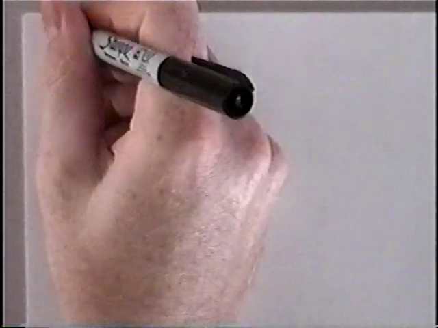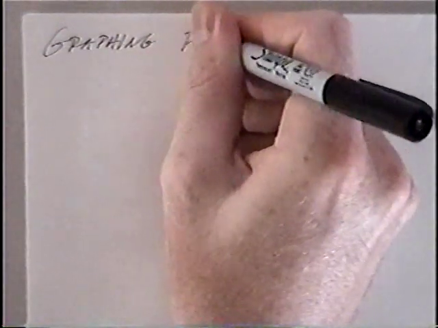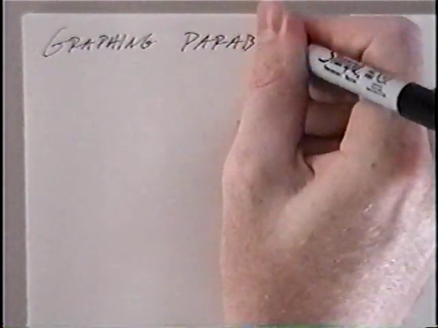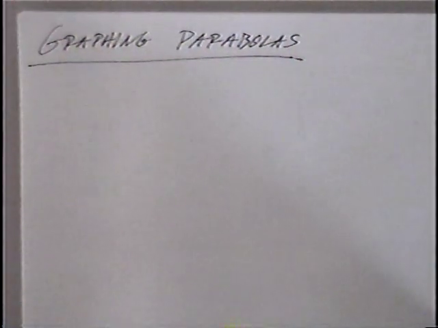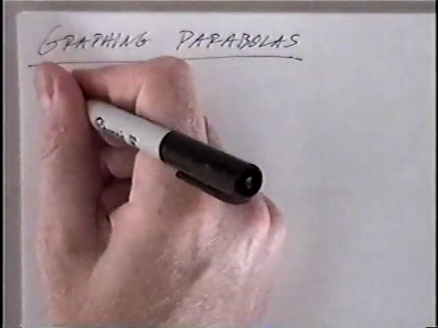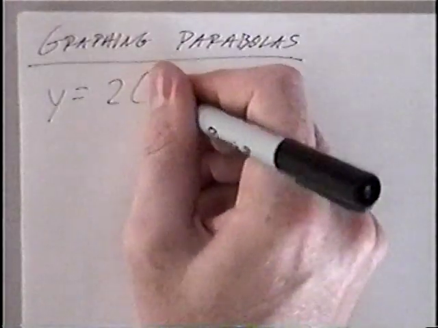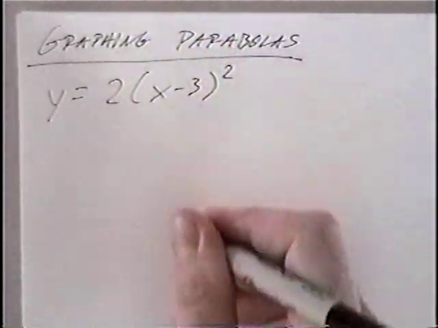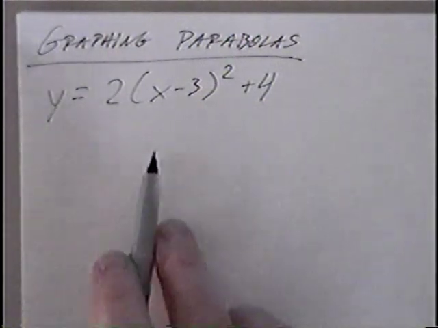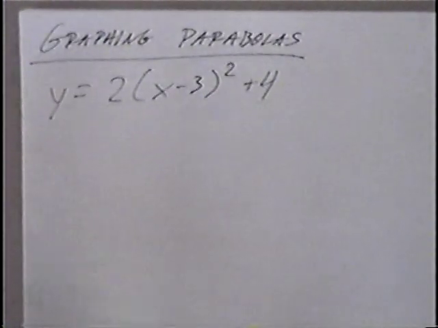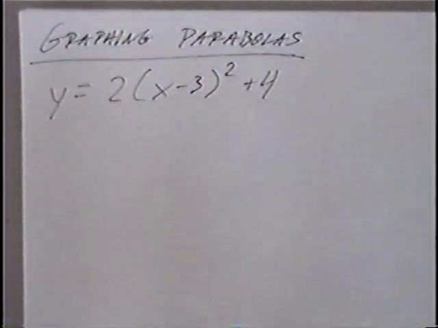Title of the first section is Graphing Parabolas. First equation is y equals 2, open parentheses, x minus 3 squared plus 4. This equation is in standard form from the previous definition, where we have a, h, and k.